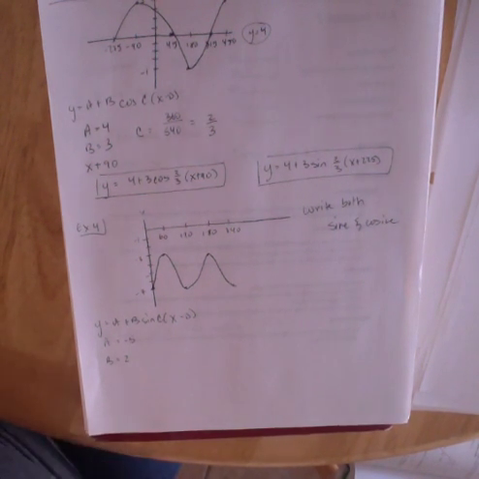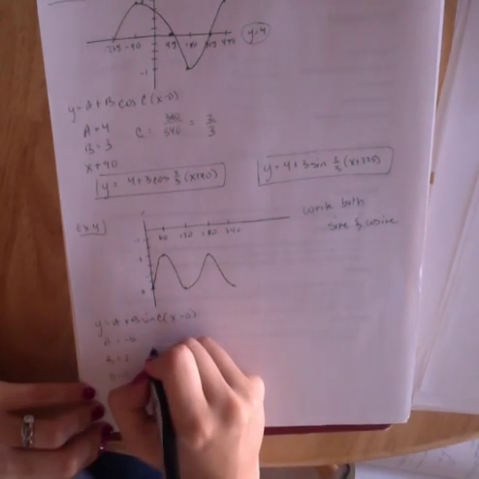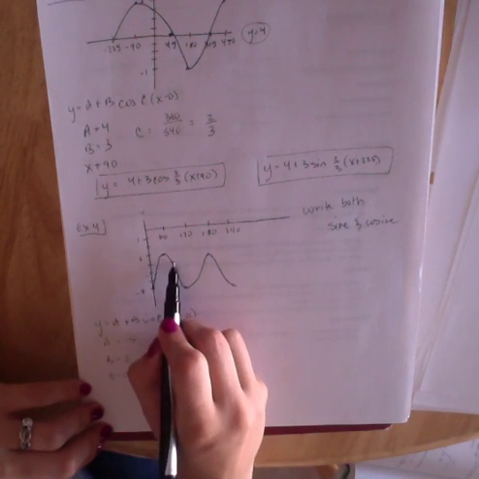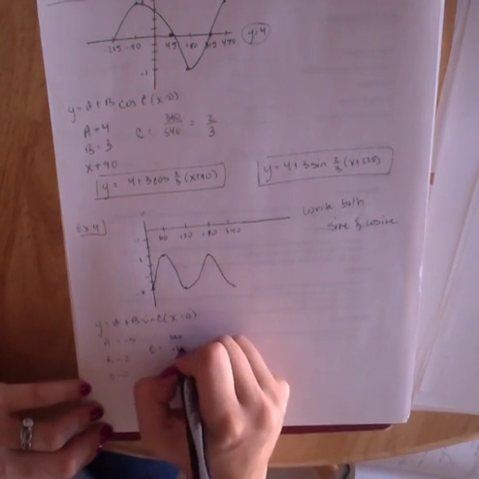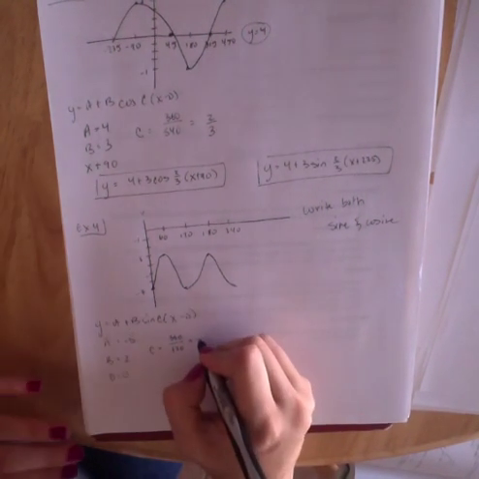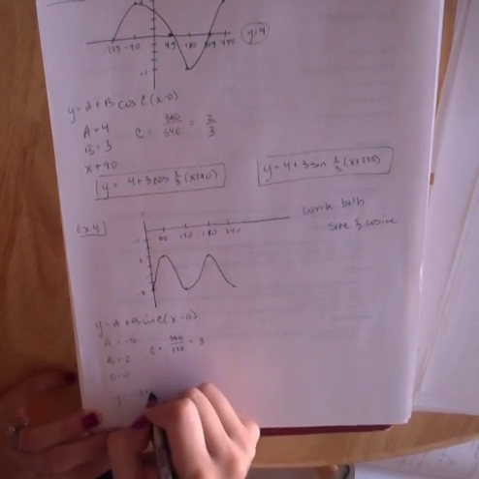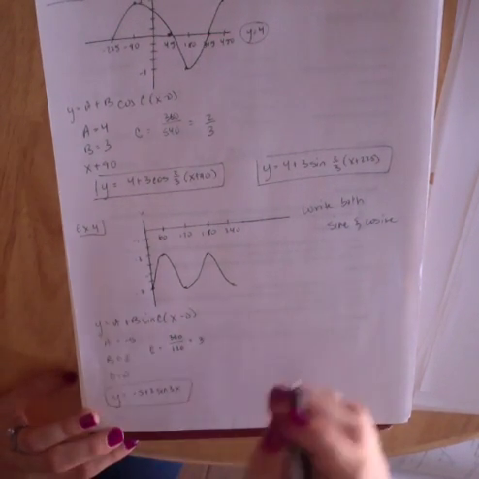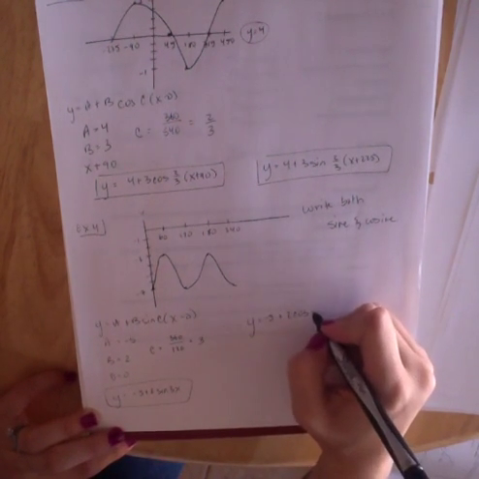I already know that d is 0 for sine. I want to find my c. If I look here, I go all the way up and all the way down, and I've started again at 120. So I do 360 divided by 120, and it gives me 3. So I will have y equals negative 5 plus 2 sine of 3x. For cosine, it will be very similar: y equals negative 5 plus 2 cosine of 3.